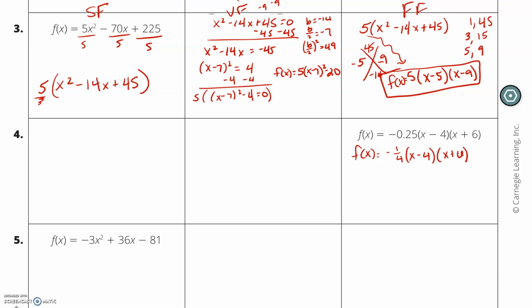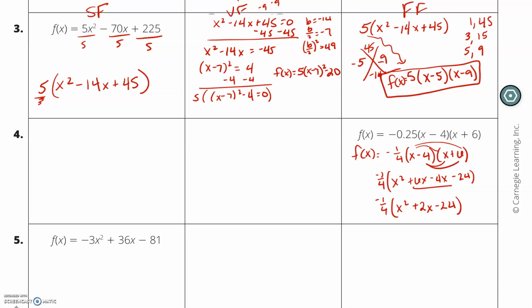So to get this into standard form, I'm going to multiply it out. And x times x is x squared. X times 6 would be 6x. Negative 4 times x would be negative 4x. And negative 4 times 6 would be negative 24. I still have that negative 1/4 hanging out. I'm going to combine my like terms. 6x minus 4x would be a positive 2x, and we still have that negative 24.